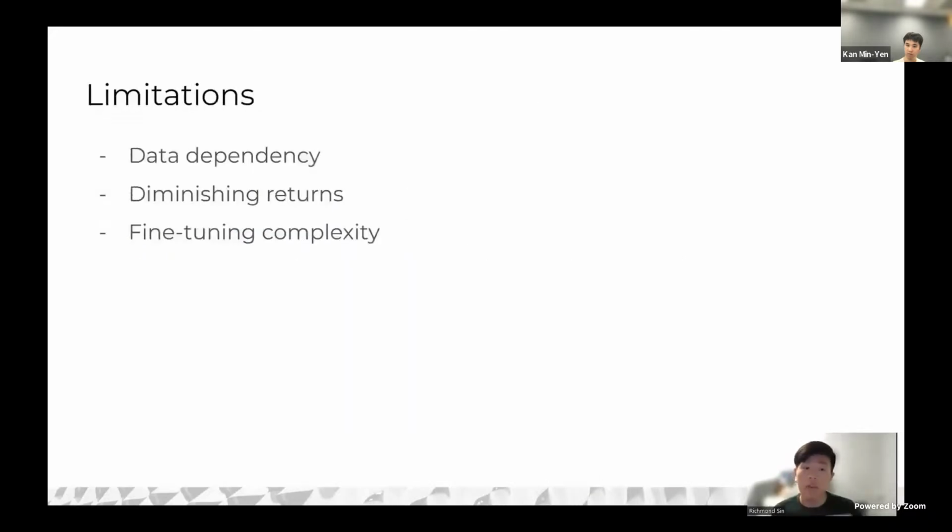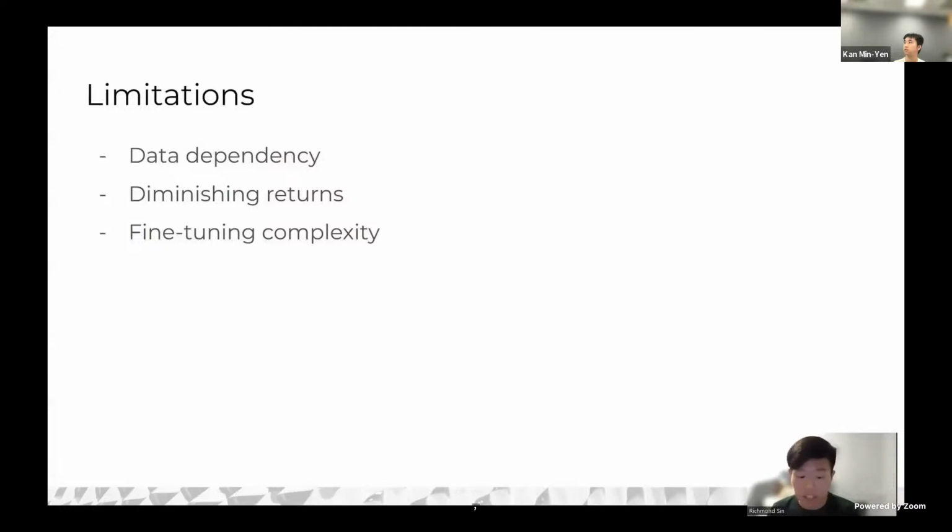The limitations of few-shot prompting are data dependency, diminishing returns, and fine-tuning complexity. For data dependency, few-shot prompting relies on a small set of examples. If the provided examples are not representative or do not cover the entire task space, the model's performance may still be disappointing. As you increase the number of examples, there may be diminishing returns in terms of performance improvement. Adding more examples may not necessarily give proportionally better results, and it can be computationally expensive.